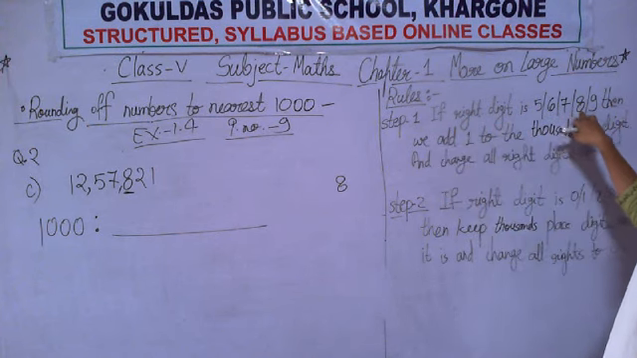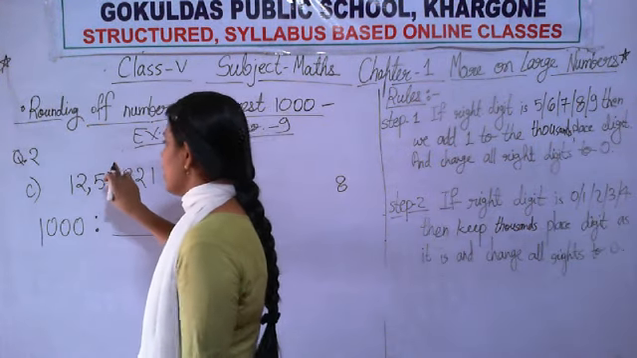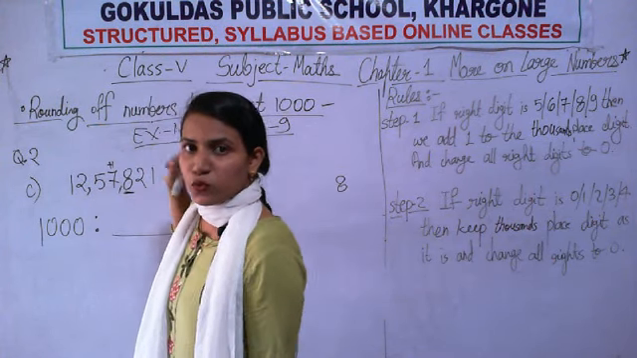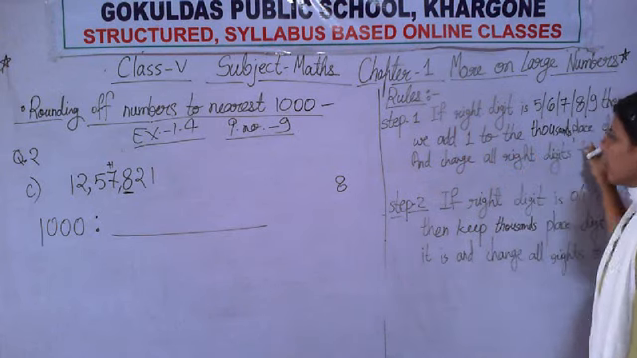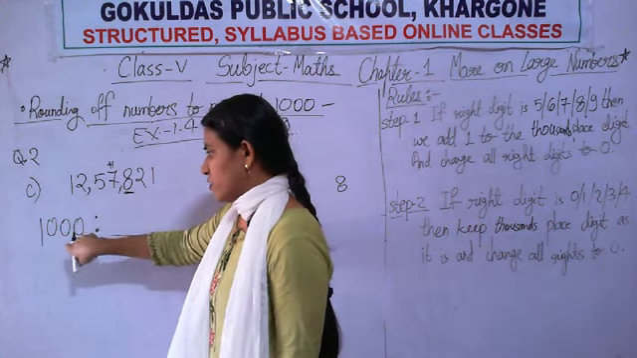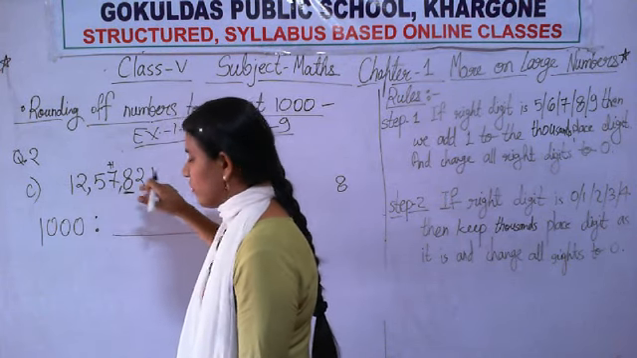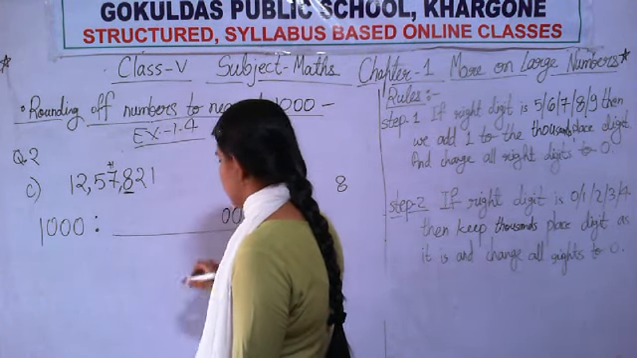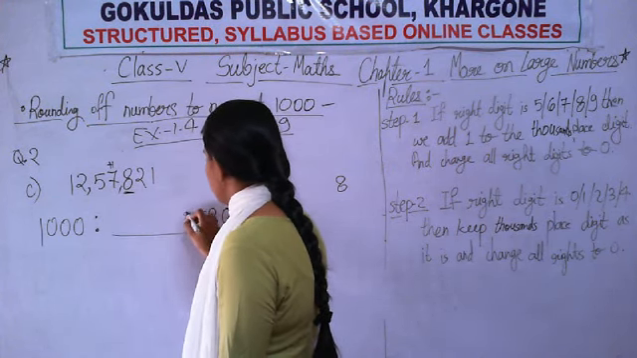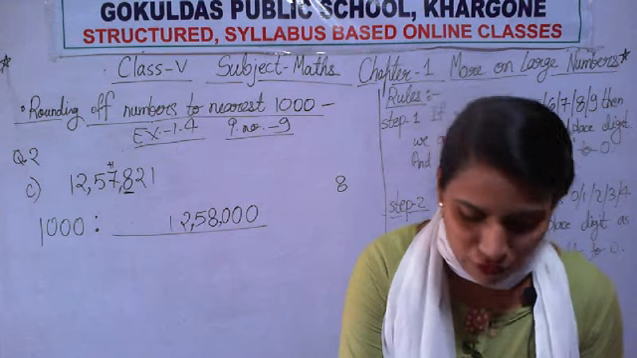So if the right digit is 8, then we add 1 to the thousands place. Here 7 is at the thousands place, so we are adding 1 to the thousands place. And change all right digits to 0, okay? So you will make the ones, tens and hundreds place of the given number 0. 7 plus 1, 8, and the remaining digits as it is. So this is how you got the rounded off number nearest to 1000.